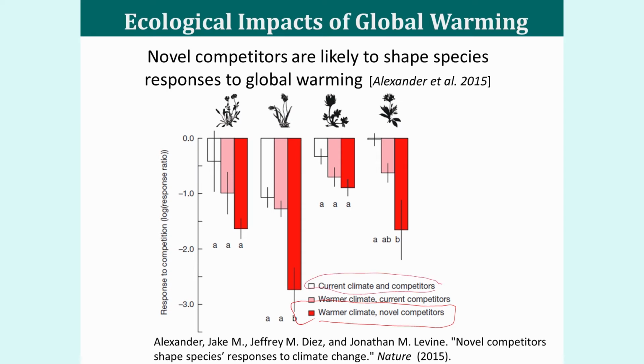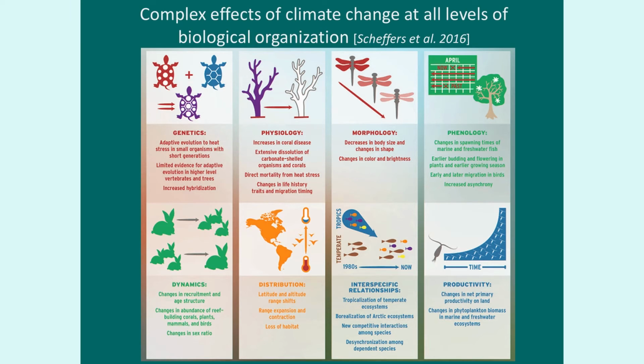A recent study looked at and summarized all of the different effects of global warming on biological systems, and they show that the effects of global warming are pervasive. They change processes significantly at all levels of biological organization, going from genetics and physiology, morphology and phenology, to population dynamics and species distributions, ultimately interspecific relationships and properties of ecosystems.